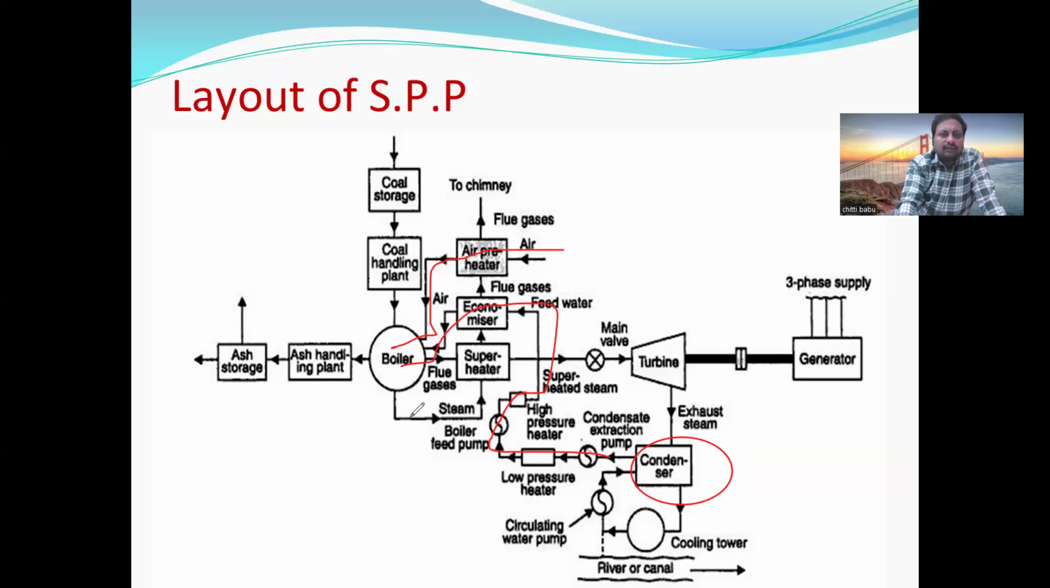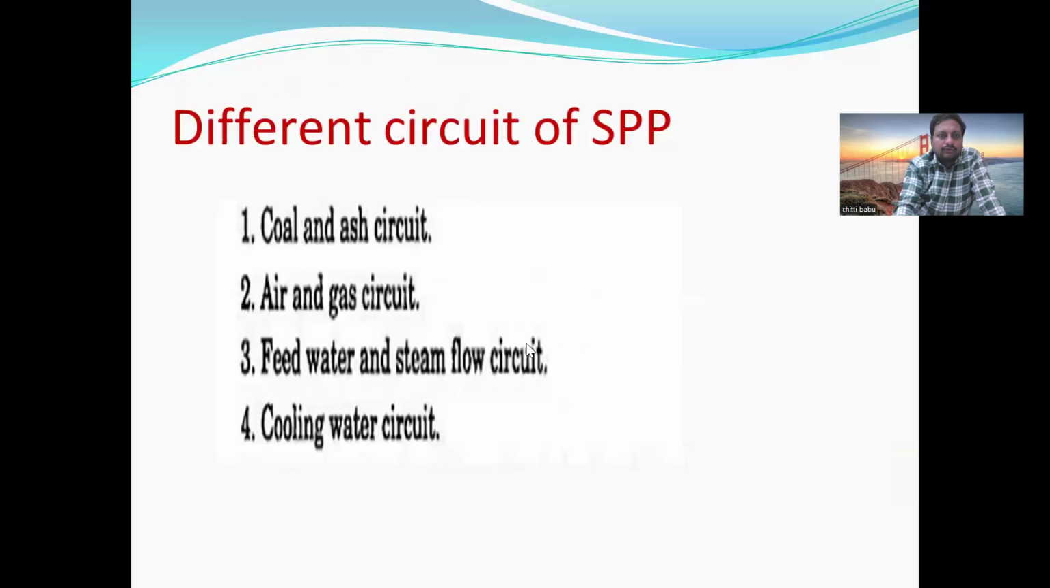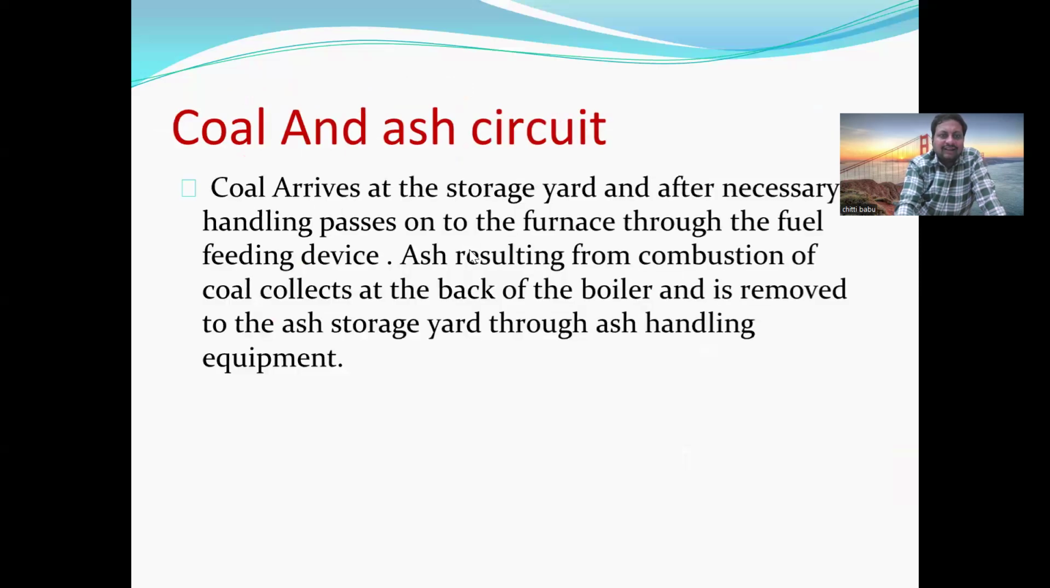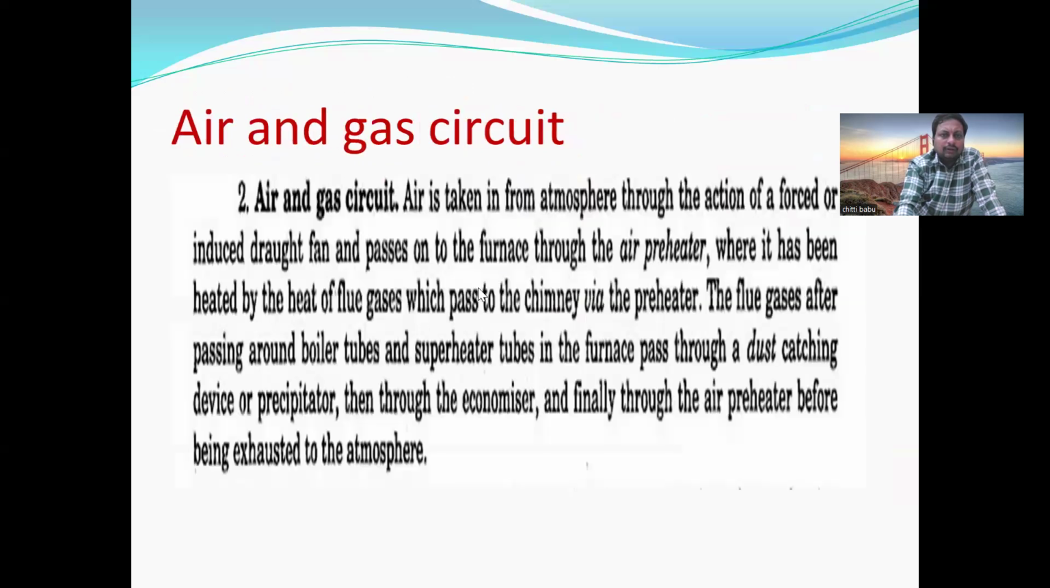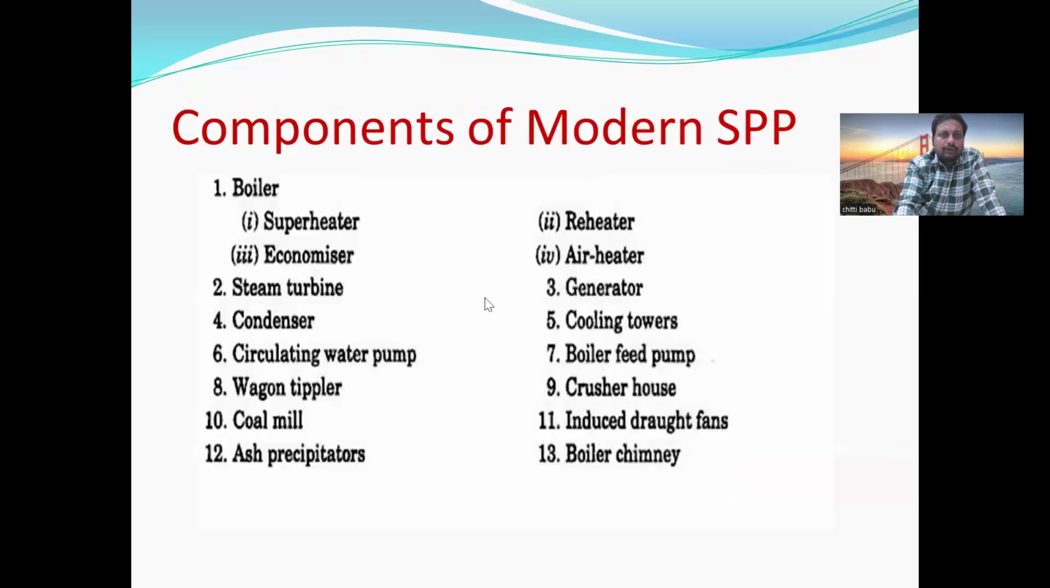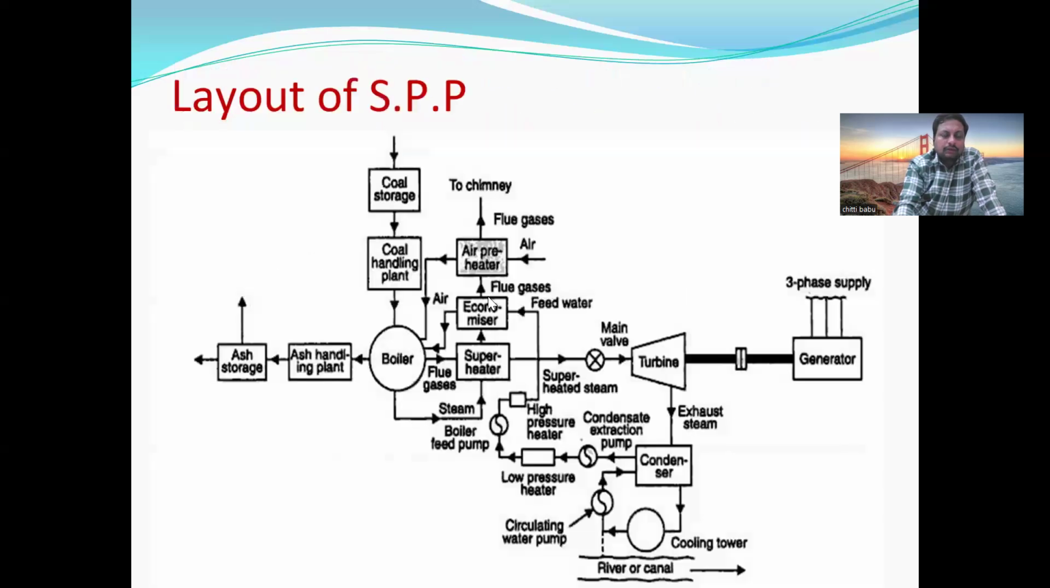So I hope you are understanding the concept of the layout of the steam power plant and the various circuits in it. You may observe very clearly. These are the four important circuits: coal and ash circuit, air and gas circuit, feed water and steam flow circuit, and cooling water circuit. These are the four important circuits in the layout of the thermal power plant, or layout of the steam power plant. I hope you are understanding the concept of the working and layout of the steam power plant.